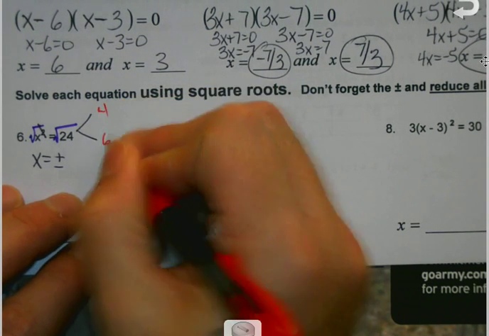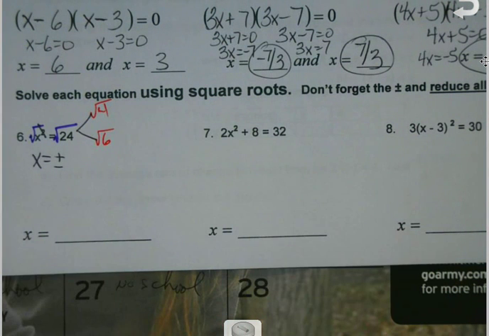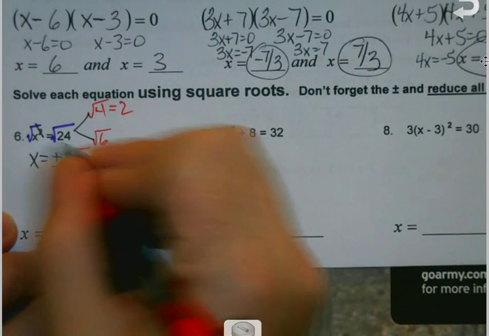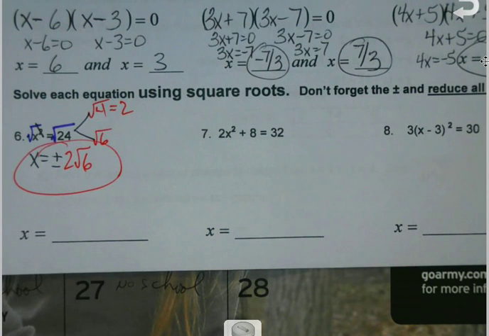4 and 6, because again, one of the two numbers has to be a perfect square, otherwise this is kind of useless. Like if I did 2 and 12, or 3 and 8, it doesn't help me much. 2 square root of 6. That's what I'm looking for right there. Boom.